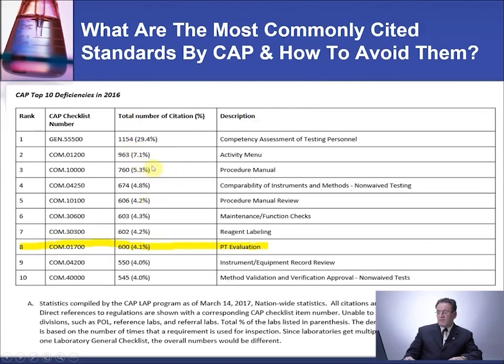Before I start on that, I also need to show you that in 2016, which was probably published in 2017, the competency assessment is still number 1 on the citation list with 29%. Also, if you look at the citations between 2014, 2015, 2016, 2017, and probably 2019 or 2020, you will find similar citations but different rank. So the competency could move down but still be here.